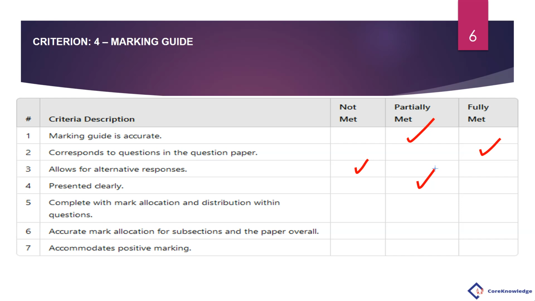Number five, complete with allocation and distribution of marks. If you feel fully met, well and good. And of course, accurate mark allocation for subsection. If you feel that's correct, you can put that. You don't need to comment on that. Accommodate positive marking, partial. Remember to comment and highlight why your threshold indicated is partially met. Remember, always highlight if the criteria is not met, and comment why. If the criteria is partially met, also highlight that part. It will give the assessor the opportunity to rectify or change what is not well articulated in the marking guide.